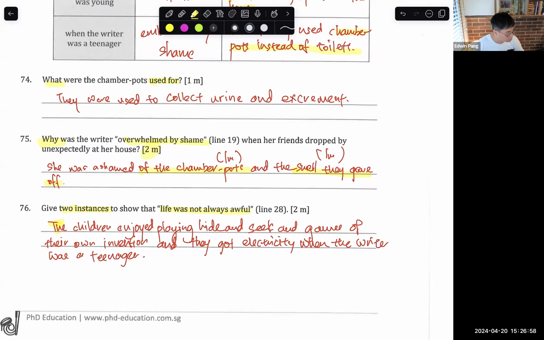Okay, so they enjoyed playing games of their own invention, hide and seek. They got electricity when the writer was a teenager. So these are the two main points here. Again, please always be conscious of any 2-mark question and not shortchanging your answers with only 1 point. 2 points, 2 marks. Be very consistent there.